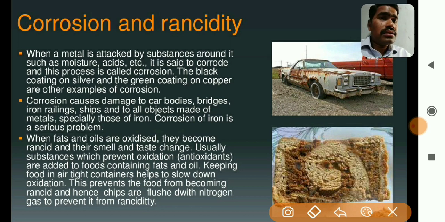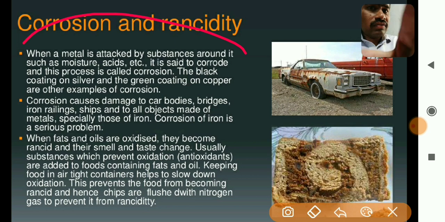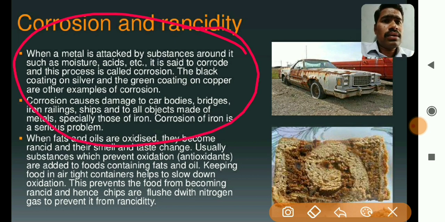So when metals are attacked by the substances around them, such as moisture or acid, say when metal combines with acid, then also it gets corroded. When metal combines with moisture and oxygen, then also it gets oxidized. So when a metal is attacked by moisture and acid, it is said to be corroded, and this process of getting corroded by the presence of acid or moisture around the metal is called corrosion.